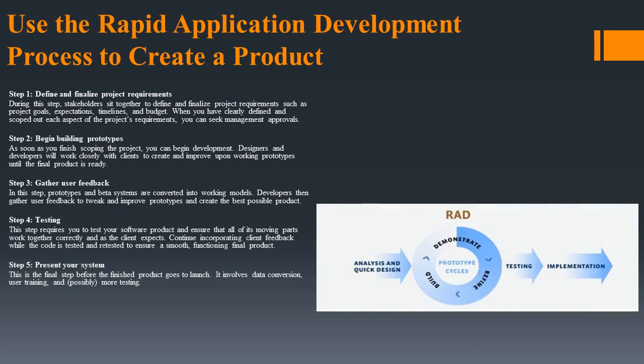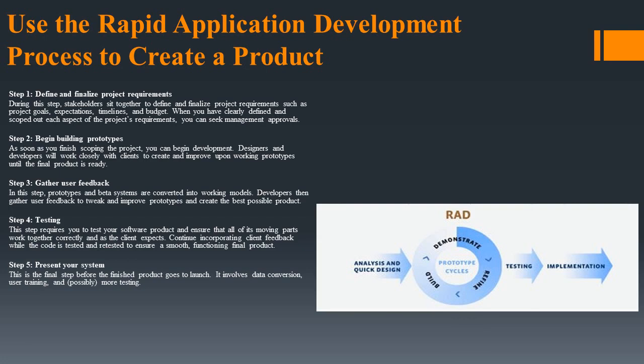Use the rapid application development process to create a product. Step 1. Define and finalize project requirements. During this step, stakeholders sit together to define and finalize project requirements, such as project goals, expectations, timelines, and budget. When you have clearly defined and scoped out each aspect of the project's requirements, you can seek management approvals.